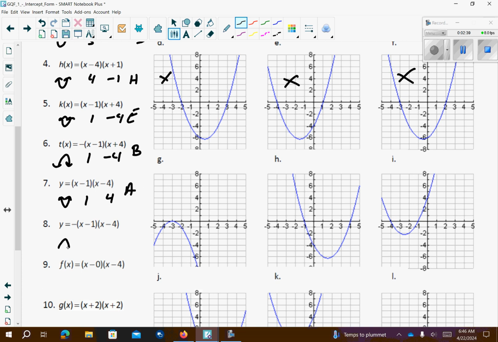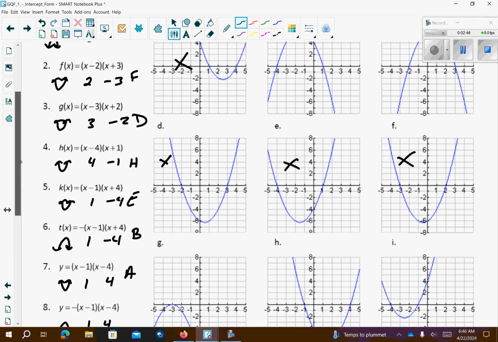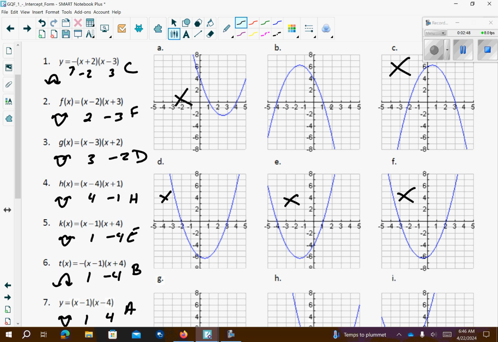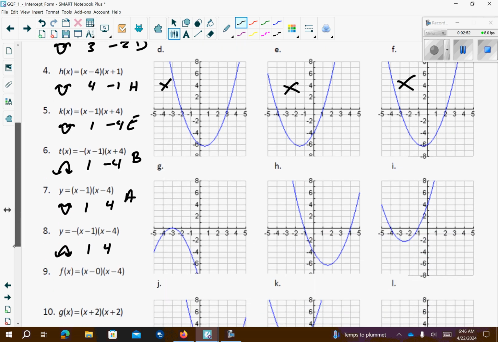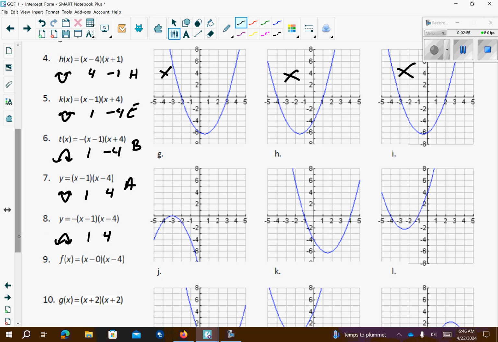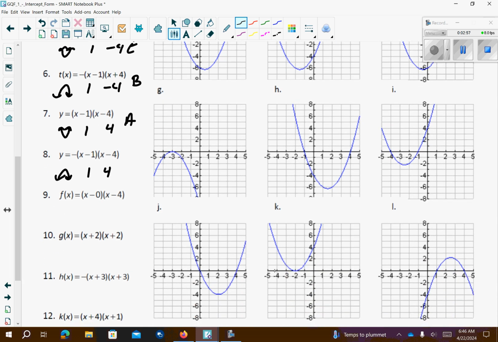This one will open down. It's going to cross at 1 and 4, opening down. So that's 1 and -4. That's not going to work. Might be another one here you can find. Nope, not that one. 1 and 4 opening down. So that's going to be letter I.